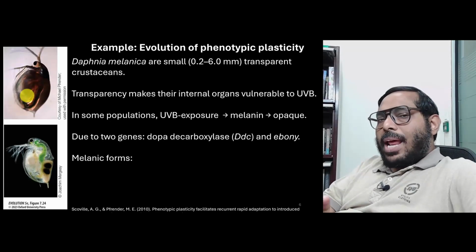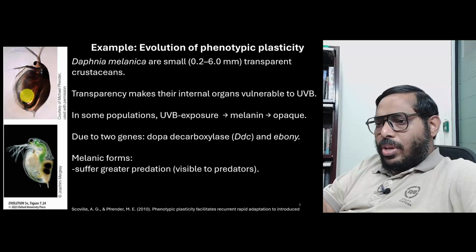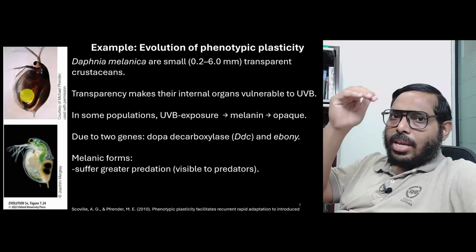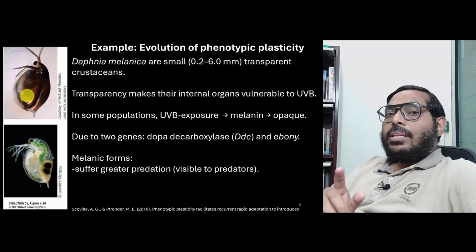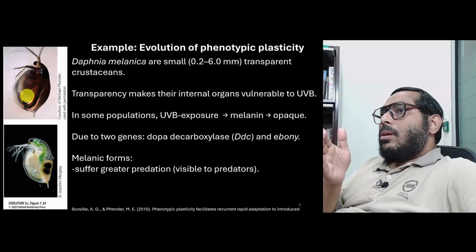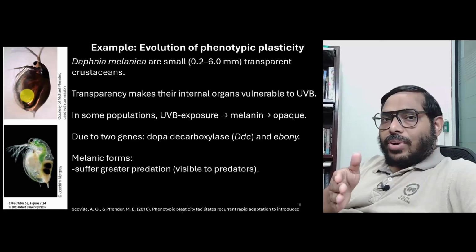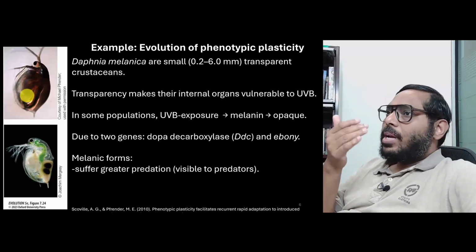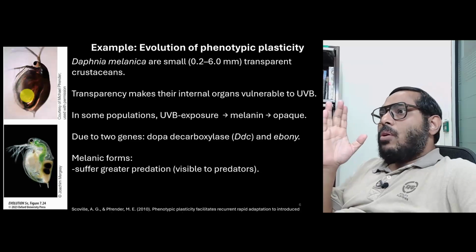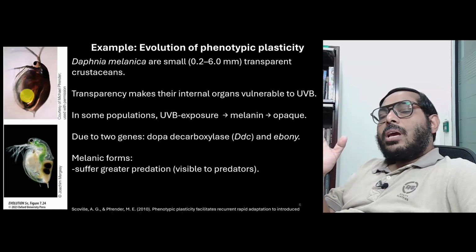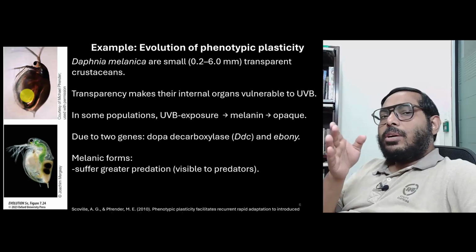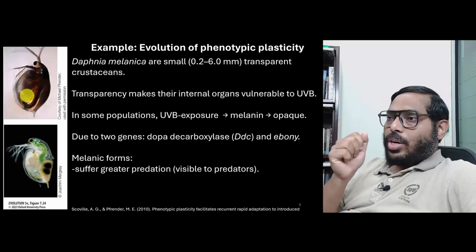Now, the melanic forms obviously are better in terms of not letting UVB go through, but they have two problems. The first problem is that there are predators of crustacea, and who are the predators? Typically fishes. These fishes mostly are visual predators. Now, when the Daphnia is transparent, then typically it is very difficult for the predator to see them, particularly in clear water.